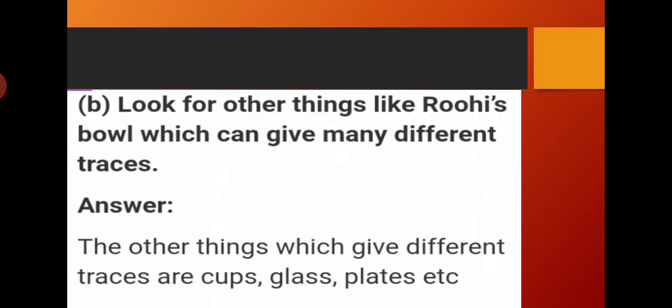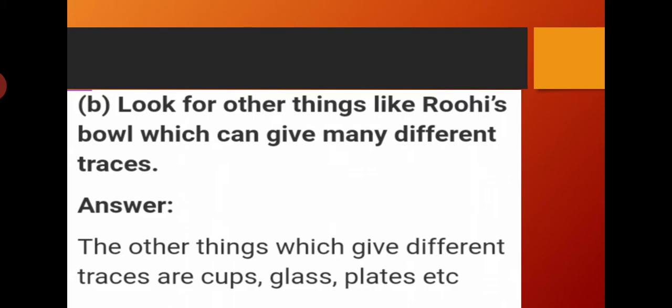One you will make the trace of the base and one you will make the trace of the brim. Keep it straight and you can make the trace of a base. Then you keep that object upside down, and then you make a trace of the brim. In this way you can get two different traces of each thing.